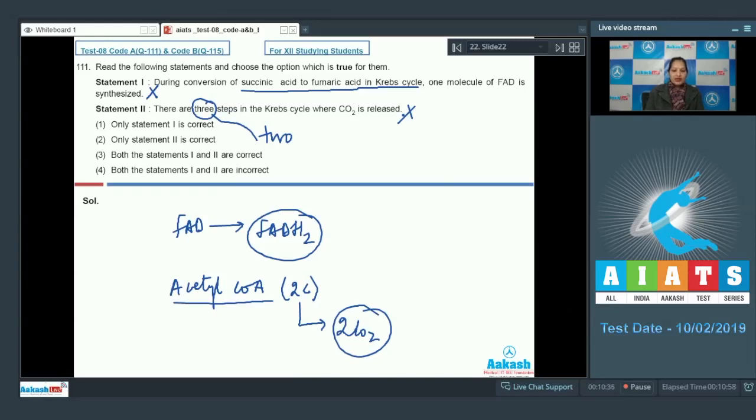So both the statements are incorrect. So the correct option for the given question is option number 4. Let's move to the next question.